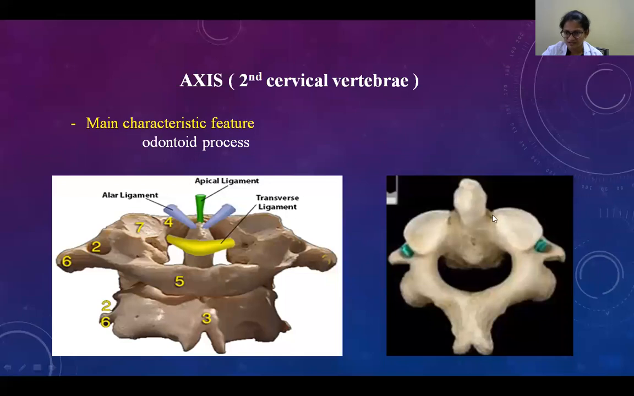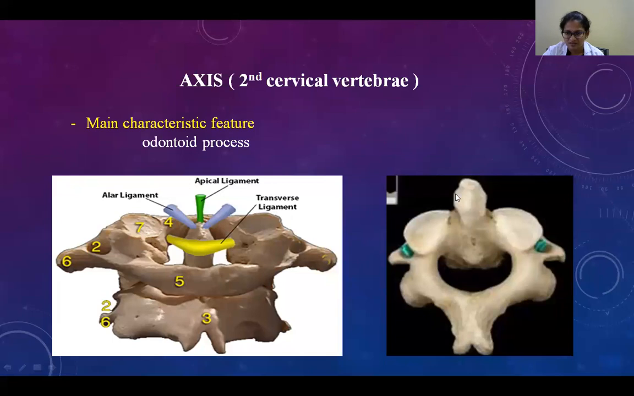Odontoid process, this is the pedicle, and these are the superior articular facets. And next, this is the transverse process. The transverse process is pierced by the transverse foramen. And these are the laminae, and these are the inferior articular facets, and this is the spinous process, which arises from the laminae. It is called a spinous process, which is bifid.